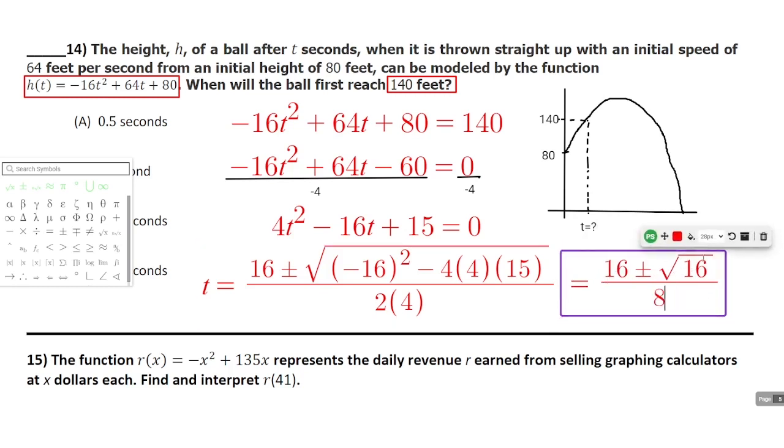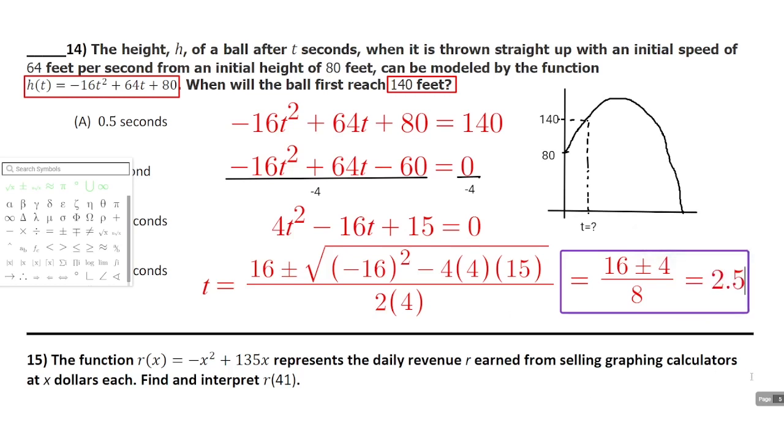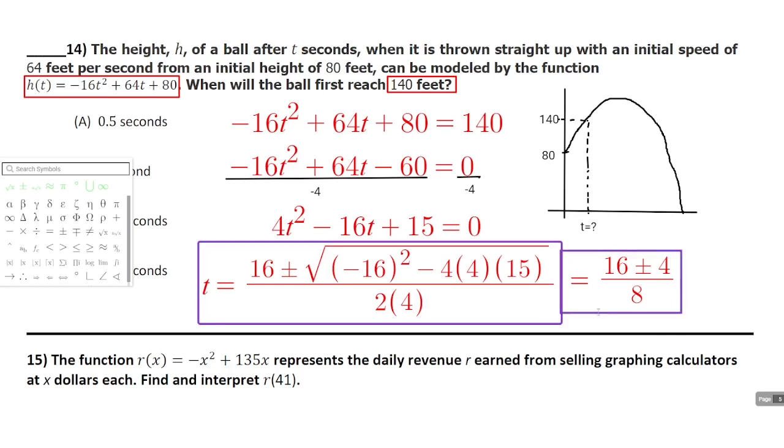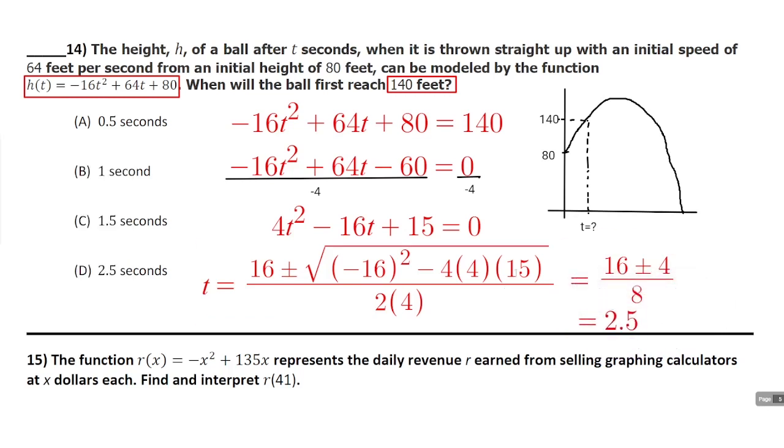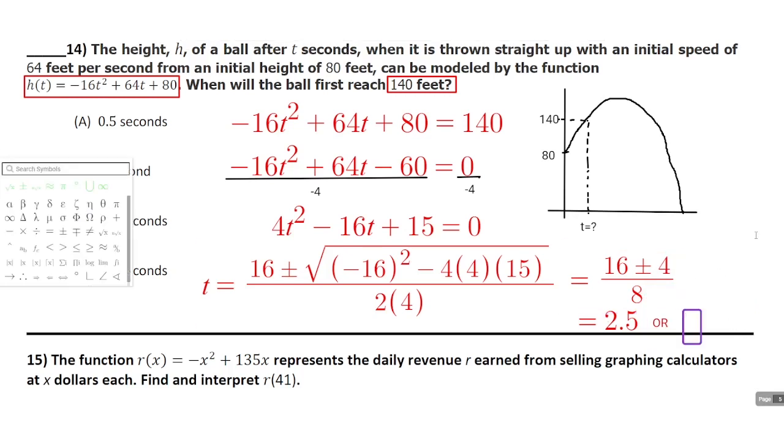Okay, 2 times 4 is going to be 8. Like I said, the square root of 16 is going to be 4. So I'm going to get two solutions here. One where it's 16 plus 4 divided by 8, and that's going to be 2.5. And then if I do the subtraction, I'll write our final answers down here. 2.5 or, all right, there we go. Then if we have 16 minus 4 divided by 8, that's going to give me 1.5.